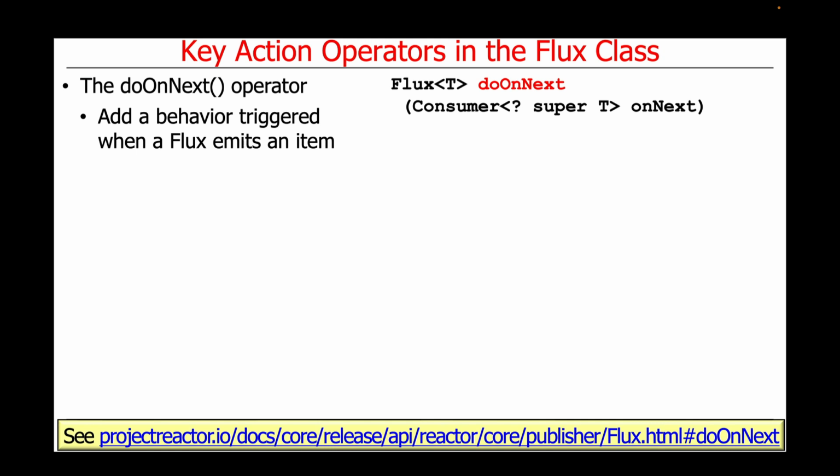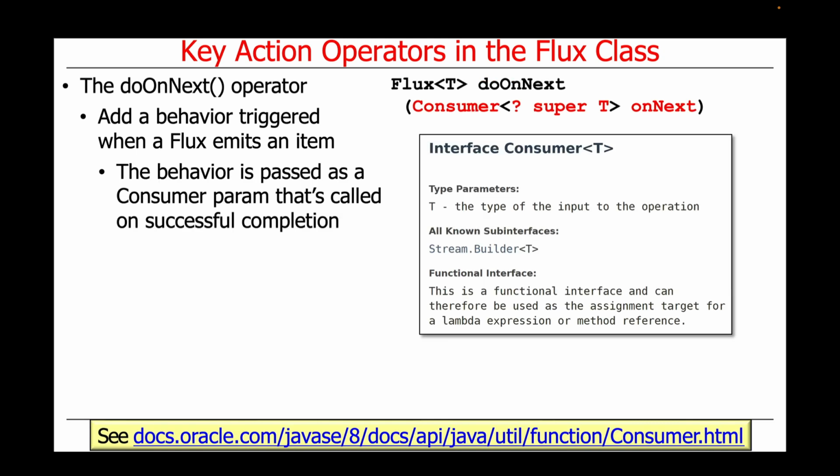The doOnNext operator adds behavior that's triggered whenever a flux emits an item. And as you can see here, this behavior is passed as a consumer parameter that will automatically be called back on successful completion. In other words, if the underlying stream publisher upstream happens to invoke the onNext method and it works successfully. As you can see, this is passed as a consumer.